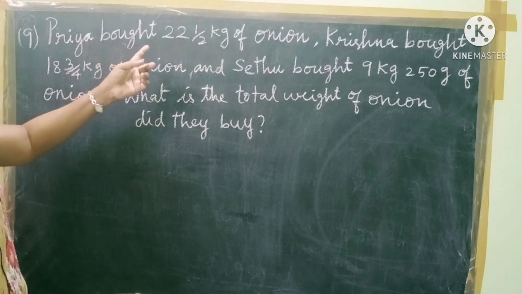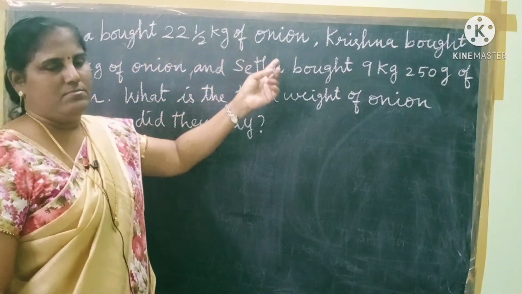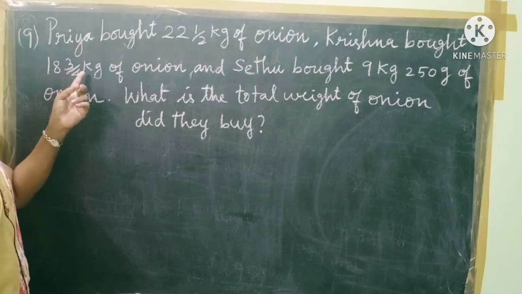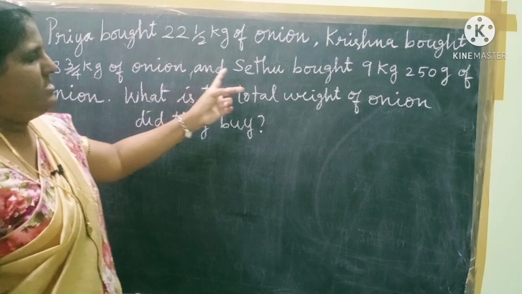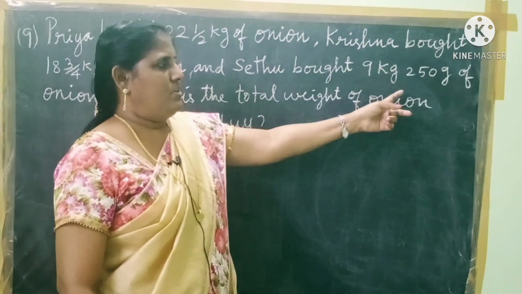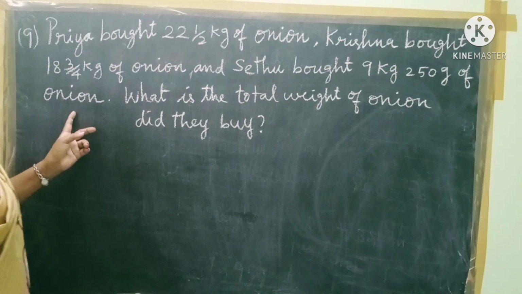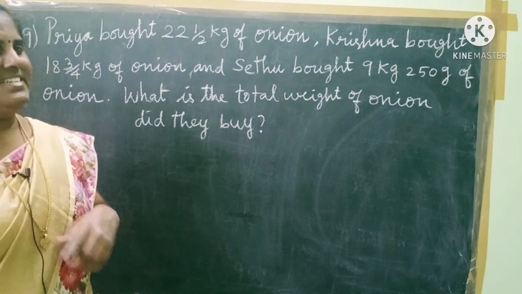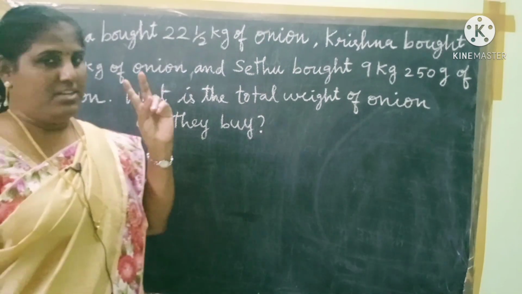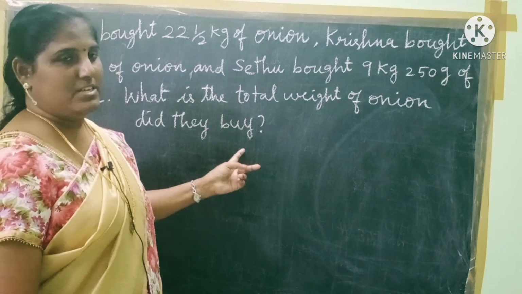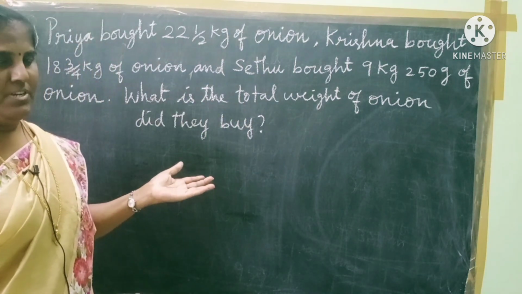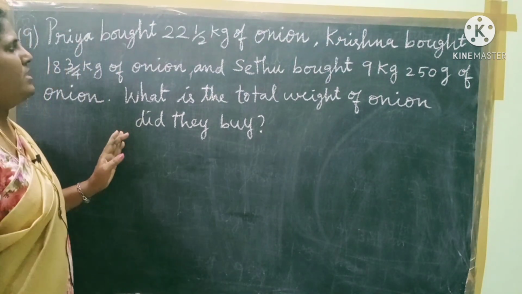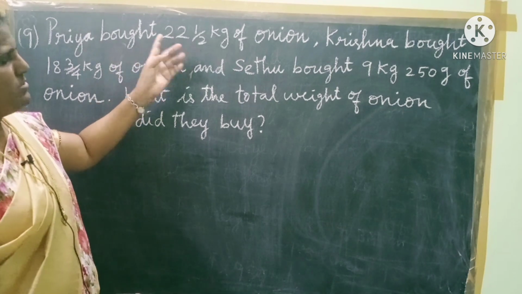Priya bought 22 1/2 kilogram of onion. Krishna bought 18 3/4 kilogram of onion. And Sethu bought 9 kilogram 250 gram of onion. What is the total weight of onion they bought? Children, already I gave 2 sums as homework. This is the third one. So I am going to explain how to do the sums. After that, you do it and send it to me. Okay. So all are onion only.